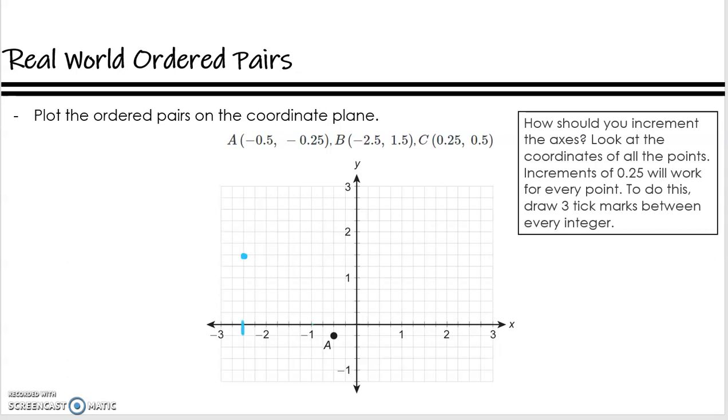If you need to make little marks on your grid to help you see where these should cross, that might help you, and that's totally okay. So this is B. And then C is going to be right 0.25. Half would be here, so 0.25 is here. And then up halfway. So this is 0.25 positive. 0.5 would be here. So where they cross is right here. And I would label that C.